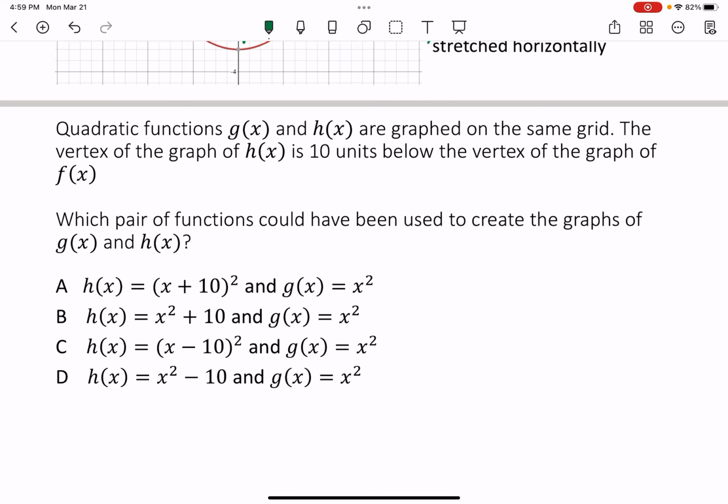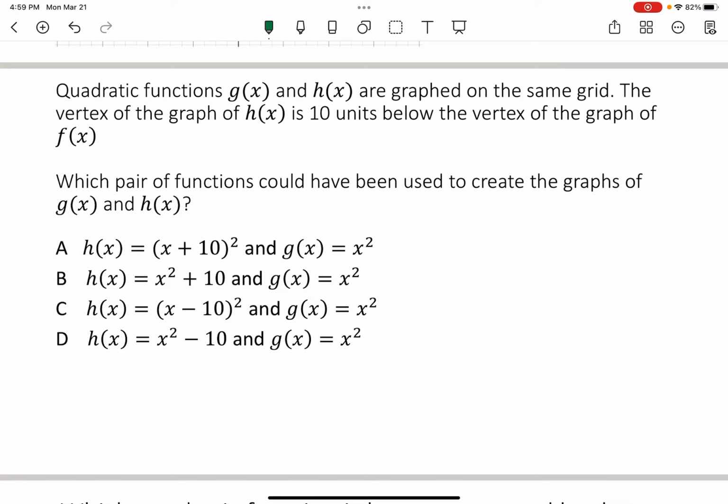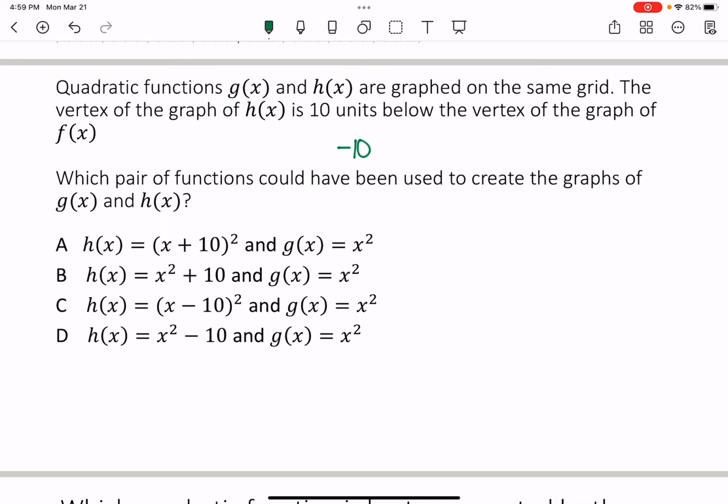The quadratic functions g of x and h of x are graphed on the same grid. The vertex of h of x is 10 units below the vertex of f of x. Remember, when we're talking about the vertex being shifted down, that minus 10 is going to go on the outside, because it's a vertical shift downward.